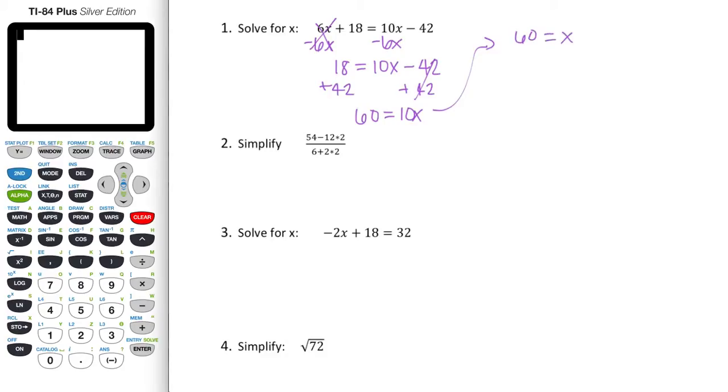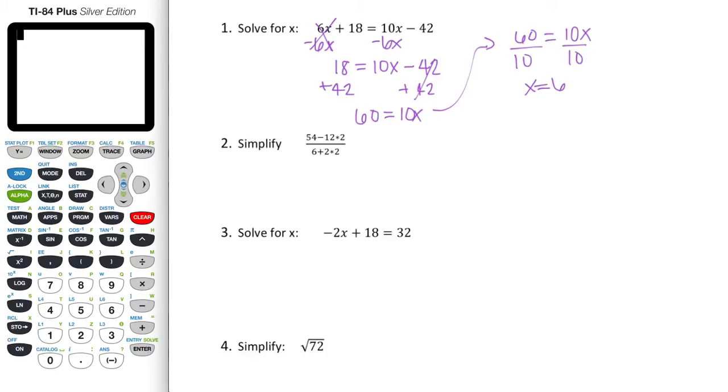60 equals 10x. Divide both sides by 10. X equals 6. All right. Moving on to number 2.